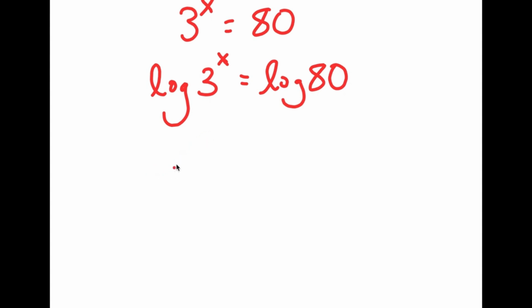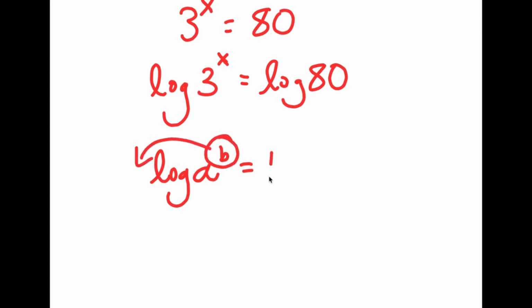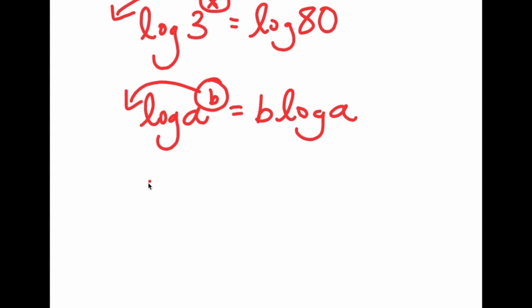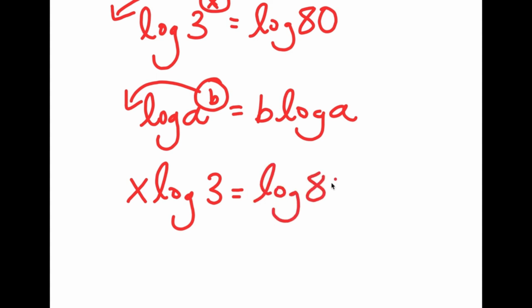there is an important property of logarithms that states that if there's something in the form log a to the power b, I can move this exponent b to the front. So this is going to equal b times log a. So in this case, I have log 3 to the power of x, and I can move x to the front. So now I have x times log 3 is equal to log 80.